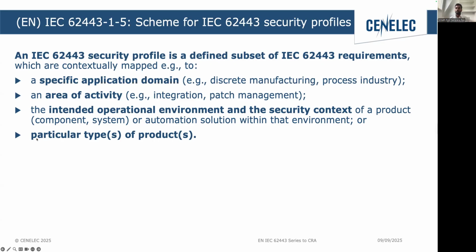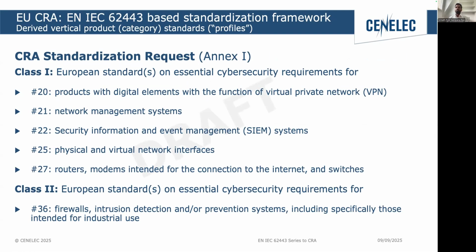It is particularly based on a product, and is for internet application, operational environment, and context. That's right. So as per the scope of the CRA belonging to the OT standardization request as per Annexure 1, we have two types of product categories, two classes: class 1 and class 2. In class 1, we have the VPN, network management systems, security event and management systems, physical and network interfaces, routers, and modems which are used in the OT environment, connecting to the environment.